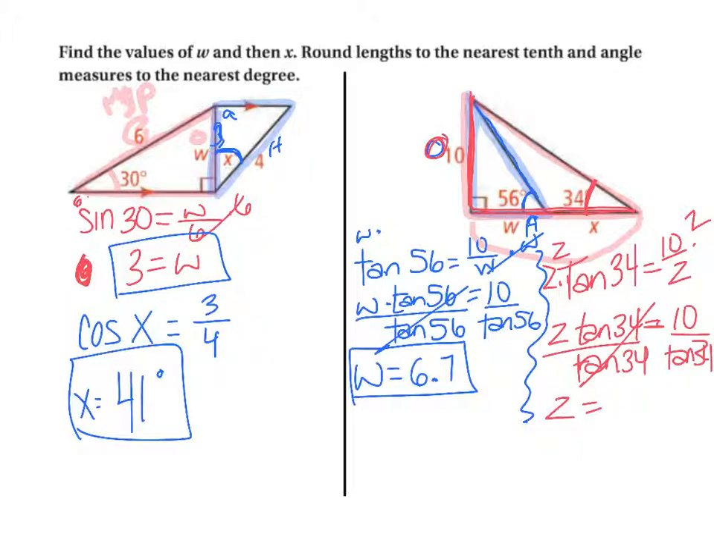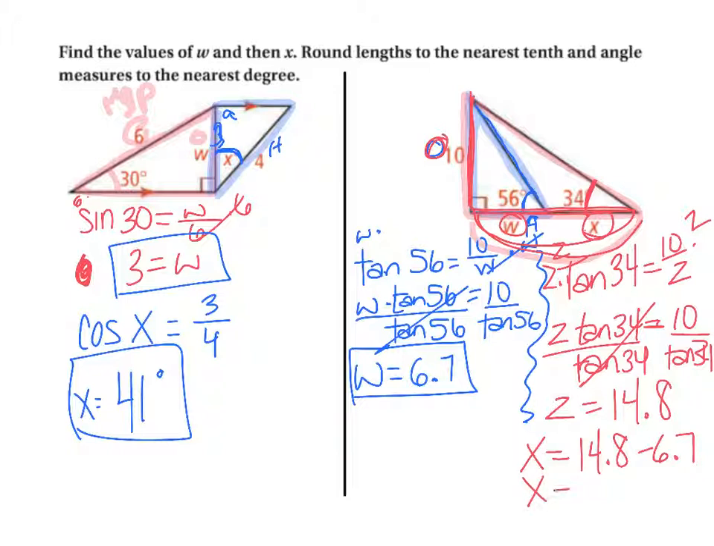Oops, sorry, I did that one wrong. I hit times. 10 divided by tangent 34. And Z is 14.8. Now remember, Z is the whole leg. It's this whole thing. So if I want to find X, I'm going to take Z, subtract what I found earlier for W, and I'll be left with X. So X equals 14.8 minus 6.7. X equals, oh, I can probably do that in my head, 8.1.